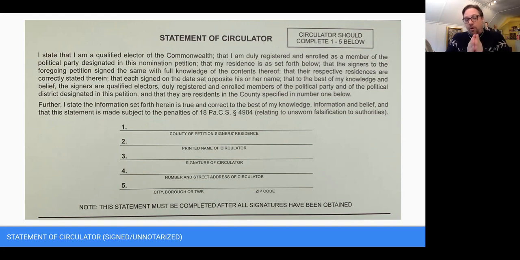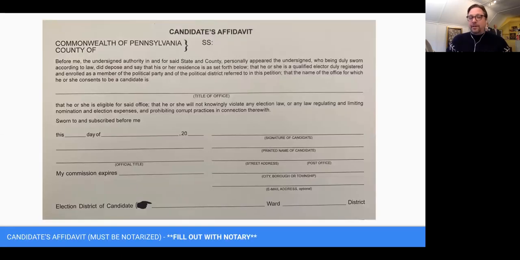So all we need is for that circulator to sign their petition. So again, even if they only have one line or two lines, have them fill out that statement of the circulator and move on. They do not need that portion of the petition to be notarized. That being said, the candidate's affidavit does still need to be notarized.